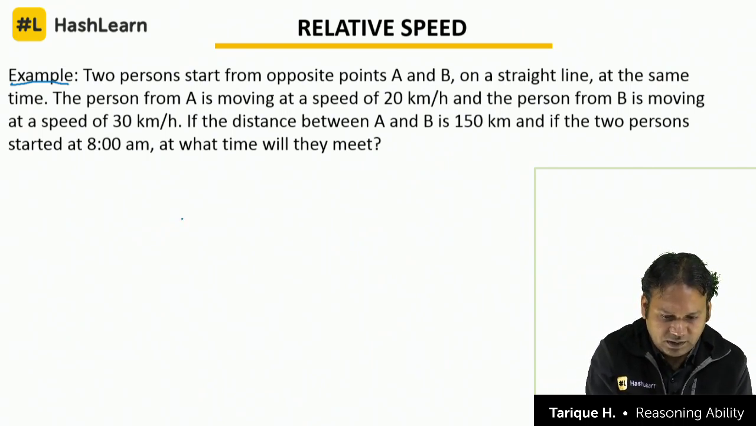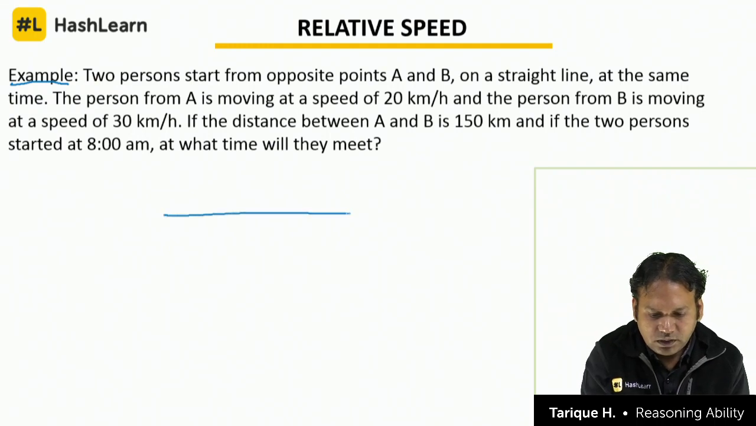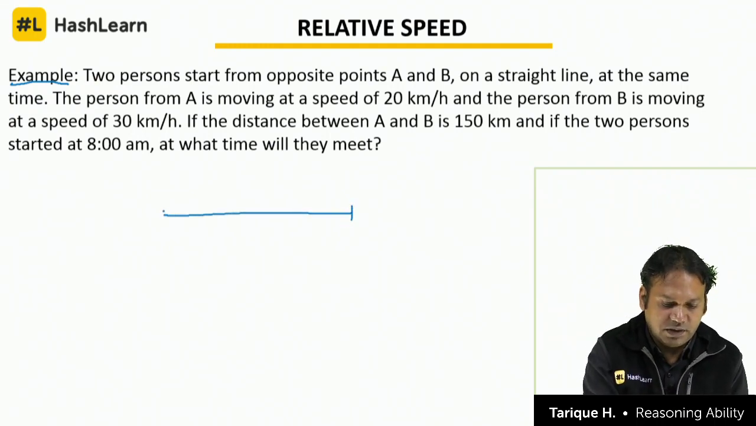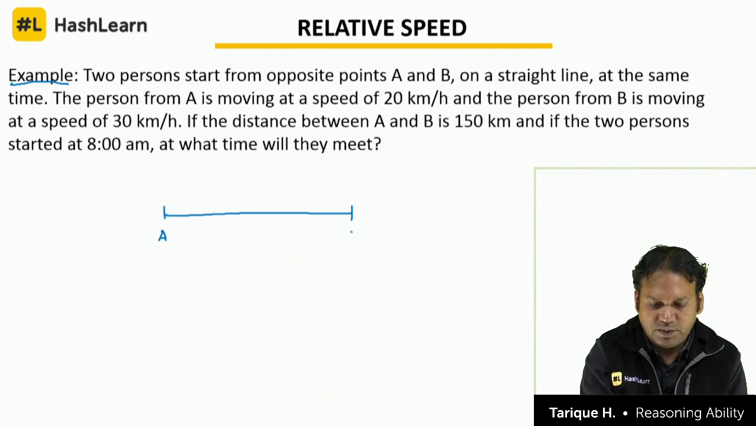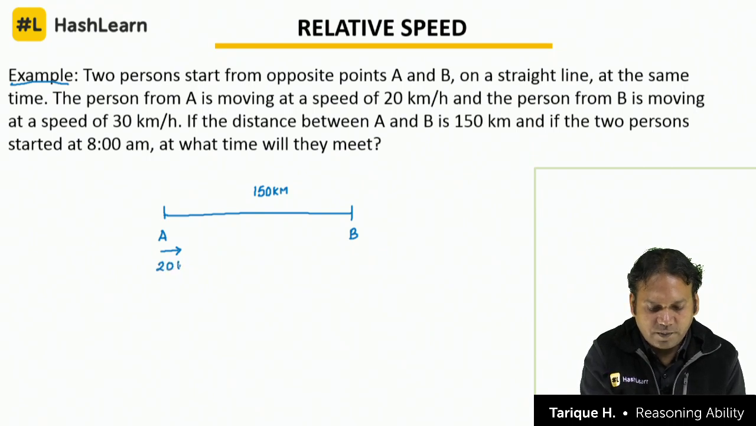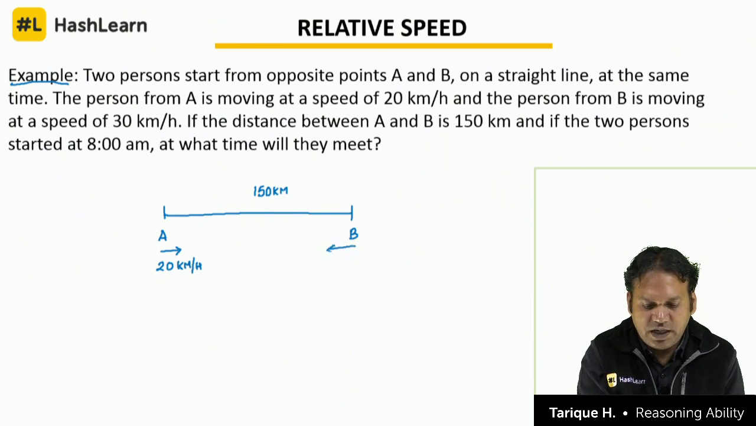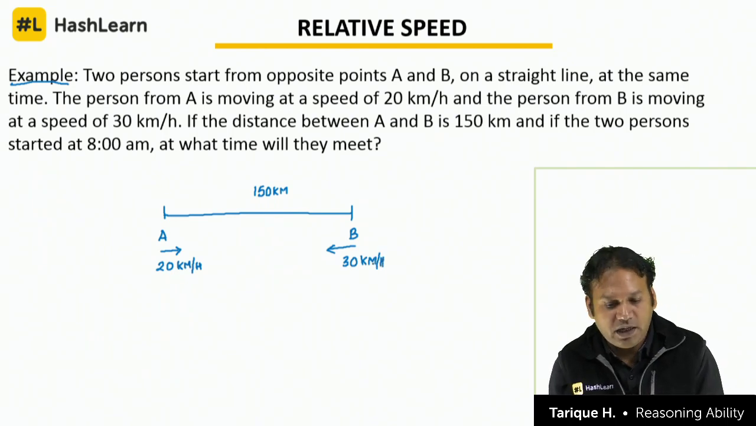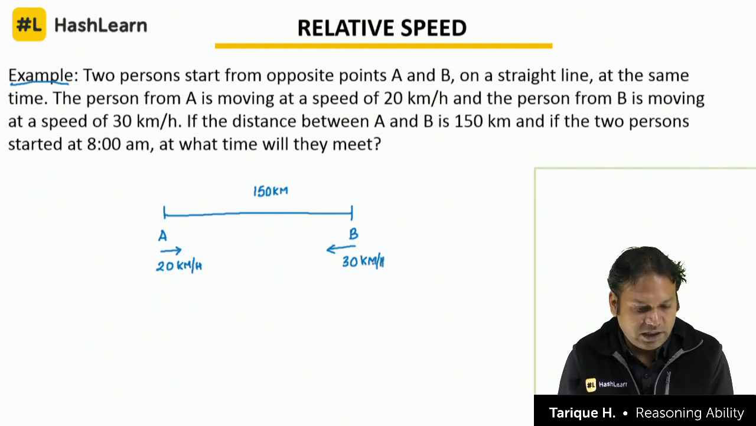Okay, alright, let us see. So distance is given to us. Distance is 150 kilometers between the 2 points A and B. A is moving towards B at a speed of 20 kilometers per hour, and B is moving towards A at a speed of 30 kilometers per hour. So they are moving in the opposite direction.